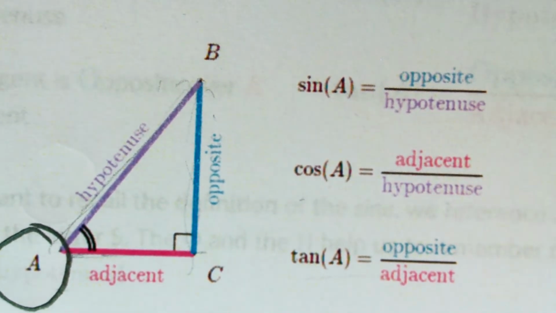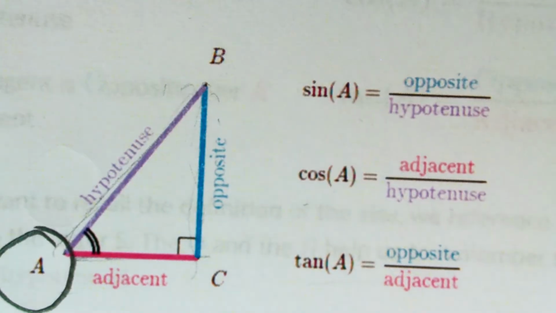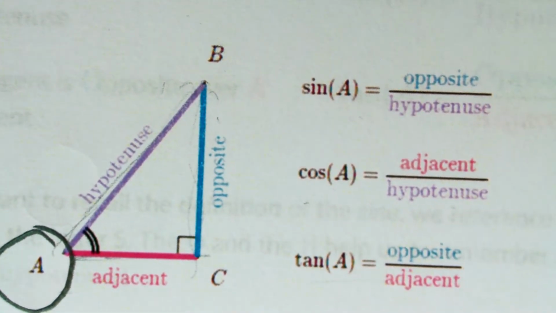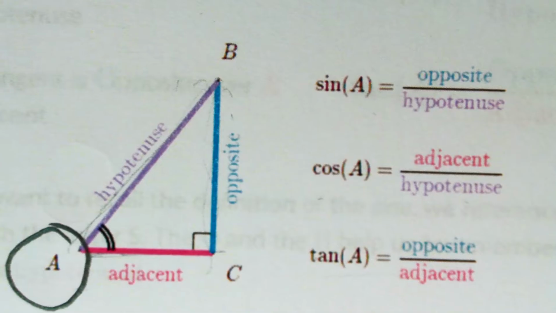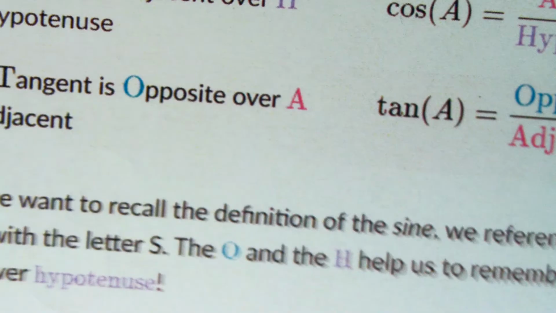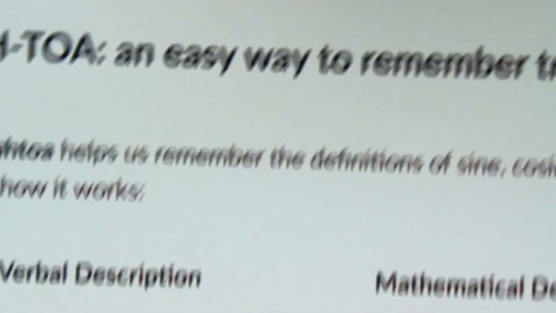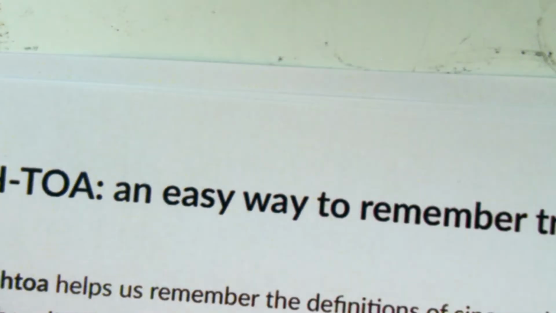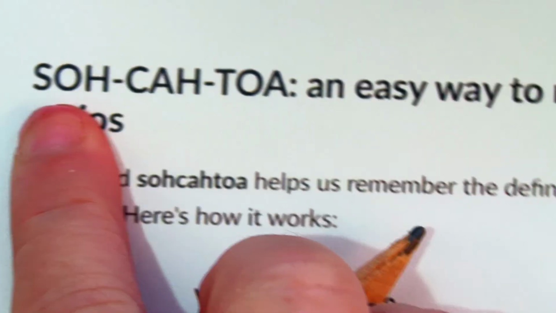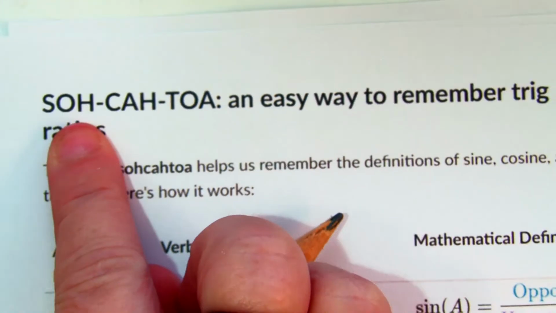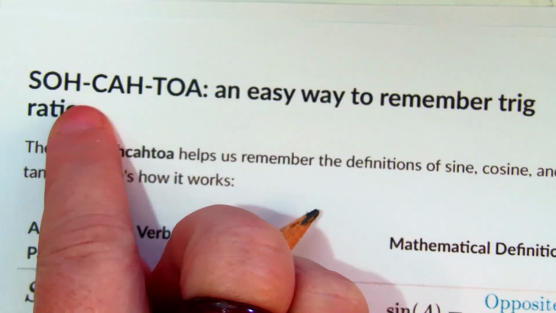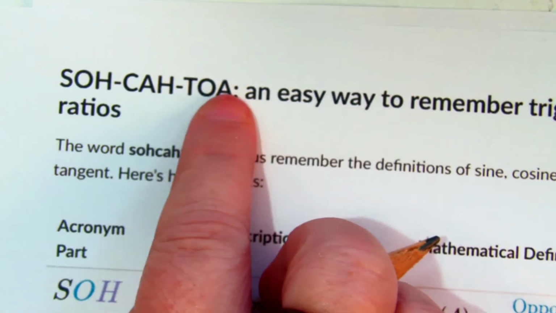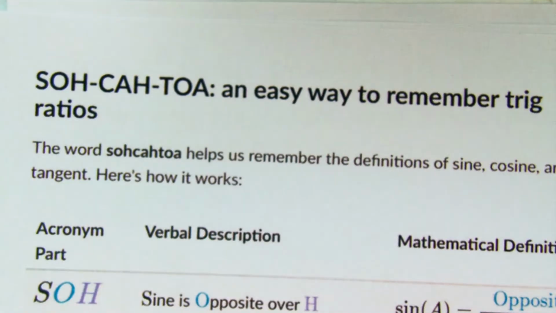There's something that helps us remember these definitions, and it's called SOHCAHTOA. SOHCAHTOA is an easy way to remember the trig ratios. And I always say that SOHCAHTOA is Pocahontas' cousin, and she works on her feet all day, and her feet hurt really bad. So when she gets back to her house, all she wants to do is SOHCAHTOA, soak her feet.